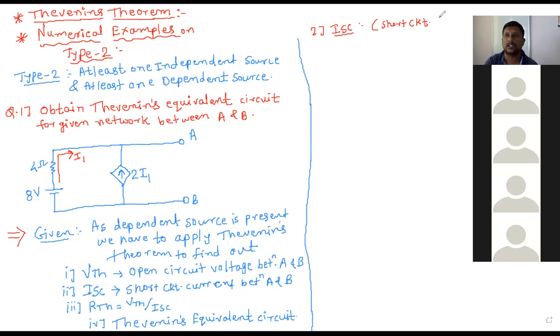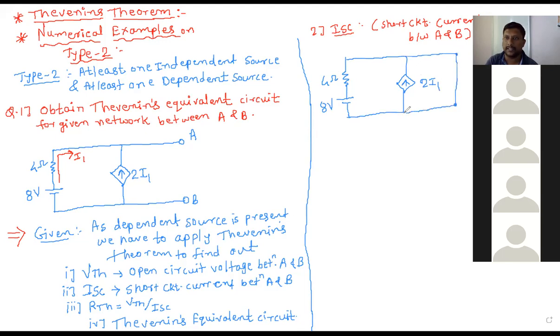I already wrote it here: short circuit current between A and B. Now I will draw the circuit once again by shorting the A and B terminals. Please give me your attention, everyone. This is 8 volt, this is 4 ohm, and this is the current source, 2 into I1. I will short the A and B terminals now. Many students are removing this current source. If a resistor is there, it will automatically be open. But here, this current you have to find out is nothing but ISC between A and B. So this is 2I1, and from here I1 comes.